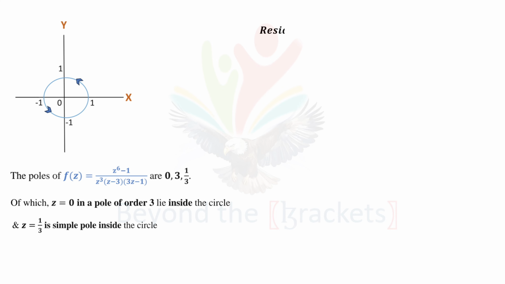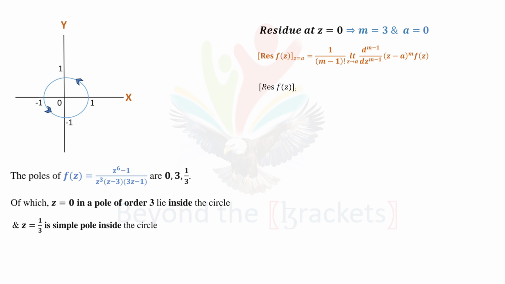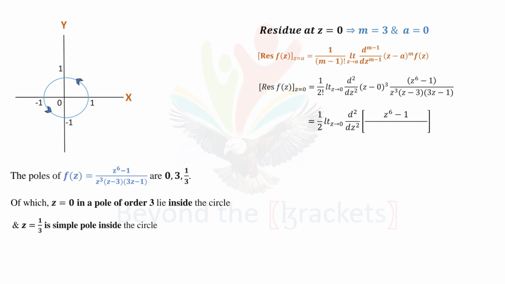To find the residue at z is equal to 0, we have m is equal to 3 and a is equal to 0. Using the formula for residue at pole of order m, substituting the values, we get 1 by 2 factorial, limit as z tends to 0, d square by dz square into z minus 0 whole cube into z power 6 minus 1 by z cube into z minus 3 into 3z minus 1. Here z cube cancels out in the numerator and in the denominator, and we are left with 1 by 2, limit as z tends to 0, d square by dz square into z power 6 minus 1 by product of z minus 3 into 3z minus 1, which can be written as 3z square minus 10z plus 3.